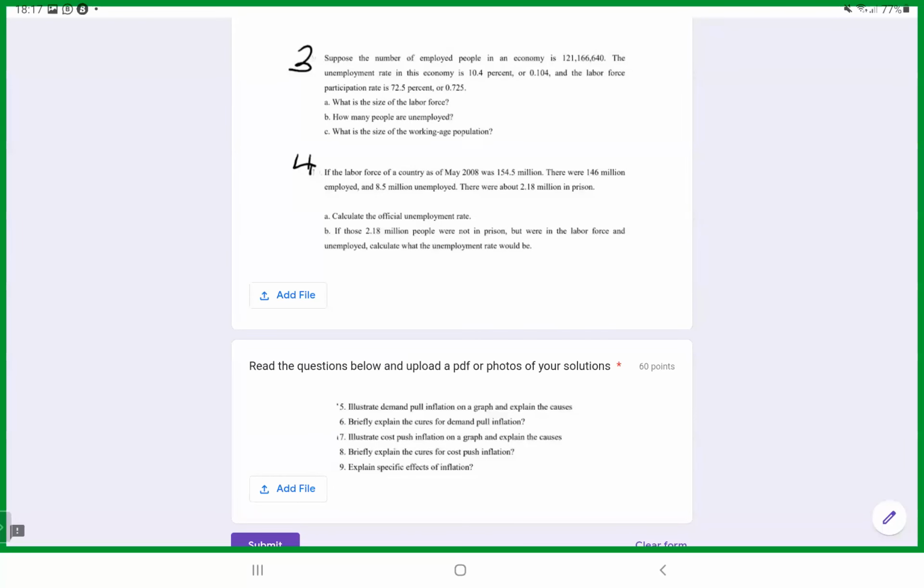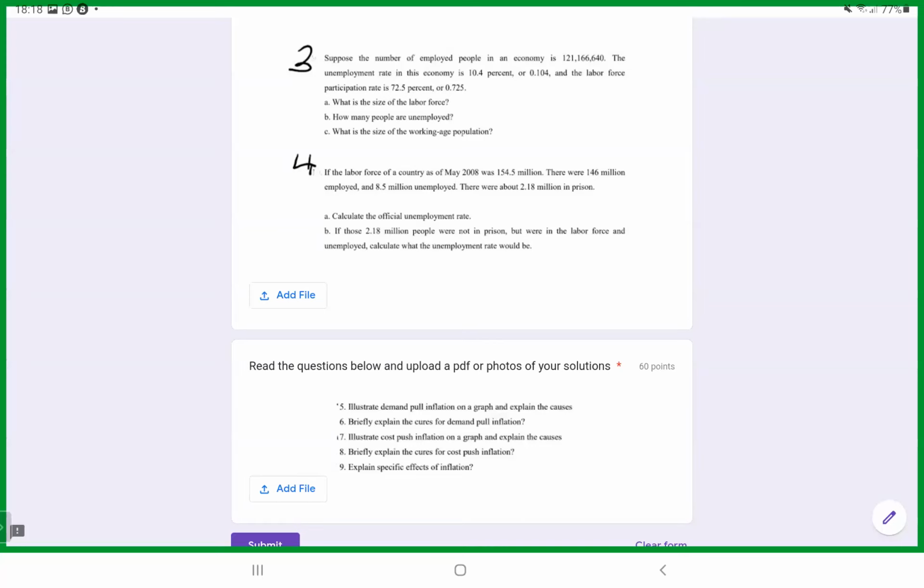Question number 4 reads: if the labor force of a country as of May 2008 was 154.5 million, there were 146 million employed and 8.5 million unemployed. There were about 2.18 million in prison. Calculate the official unemployment rate.